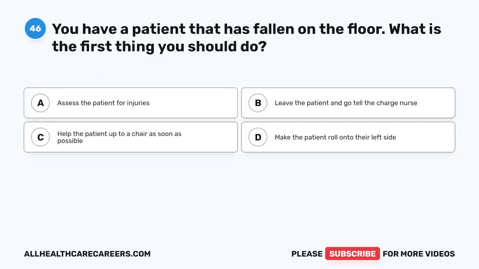Question 46. You have a patient that has fallen on the floor. What is the first thing you should do? A. Assess the patient for injuries. B. Leave the patient and go tell the charge nurse. C. Help the patient up to a chair as soon as possible.